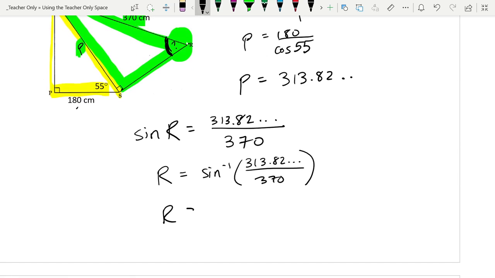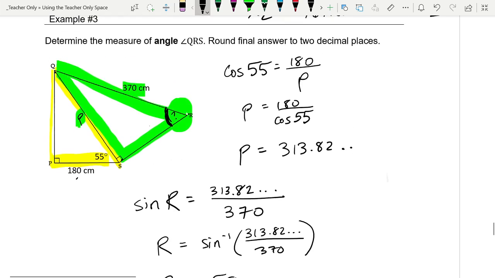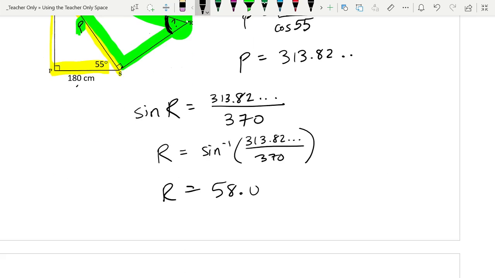And now I punch buttons. And again, I don't have to repunch that decimal because it's still sitting here on the screen. If I had made a mistake and accidentally erased it, I do have an answer button, and most of you have an answer button on your calculator. It always remembers the last answer you did. So the inverse sine of, open a bracket, my answer, I'm going to use my answer button, divided by 370. Then I close my brackets and hit equals, and I get 58 point, let's see, what do we round to? 2 decimal places, so 58.01 degrees.